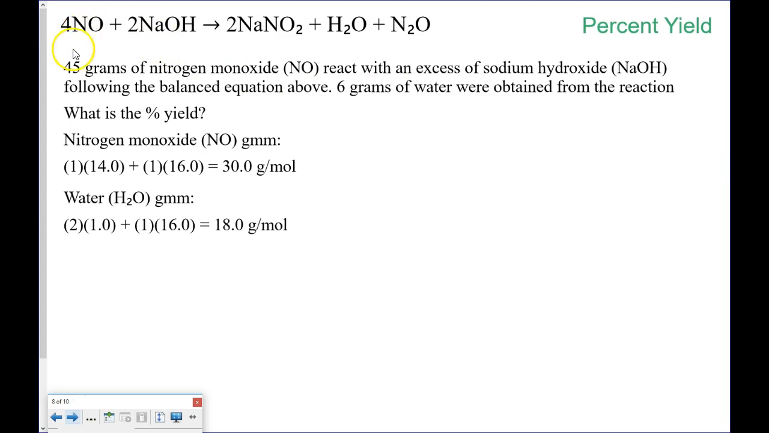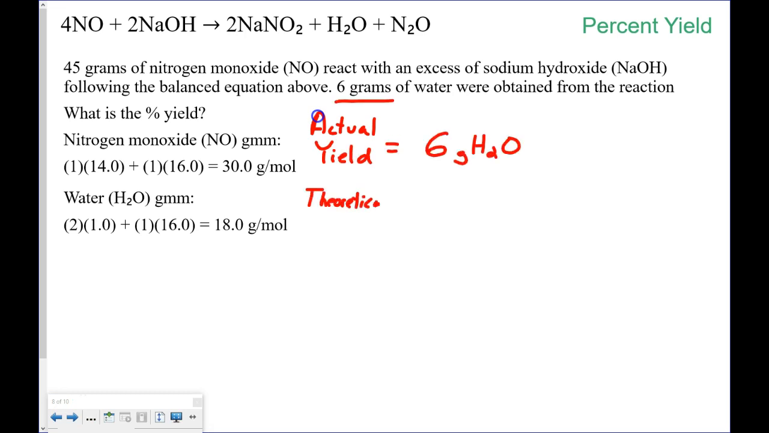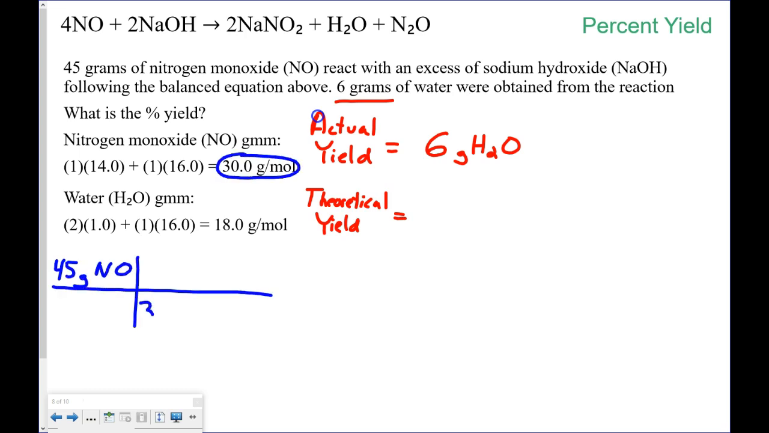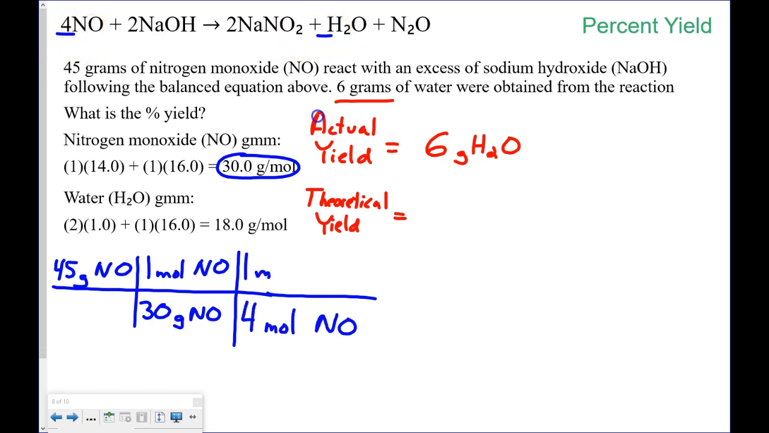All right. Nitrogen monoxide and sodium hydroxide are going to react using this equation above. I get 6 grams of water from this, so my actual yield is going to be 6 grams. My theoretical yield, that's what I'm going to be solving. So I'm going to start with the 45 grams of nitrogen monoxide. I'm going to use the gram molecular mass and convert that into moles of nitrogen monoxide. Now I'm going to use the coefficients for nitrogen monoxide and water, and convert that into how many moles of water I'm going to get.